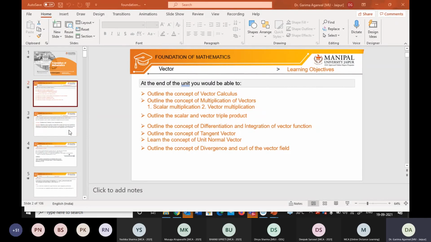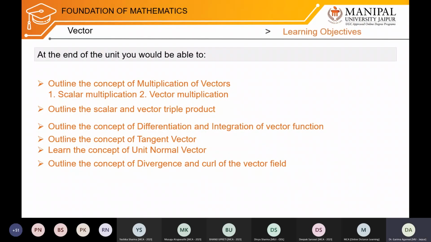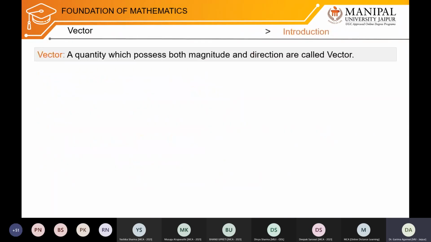So in today's session we'll discuss the concept of multiplication of vector, that is scalar and vector multiplication. Also we'll discuss the scalar and vector triple product, differentiation and integration of vectors, tangent vector, unit vector, and divergence curl of a vector, right?